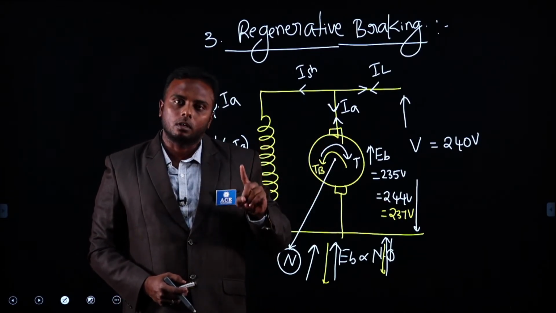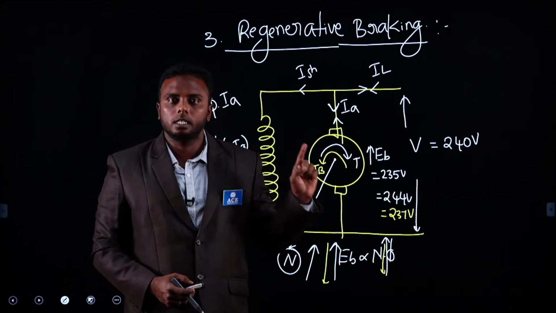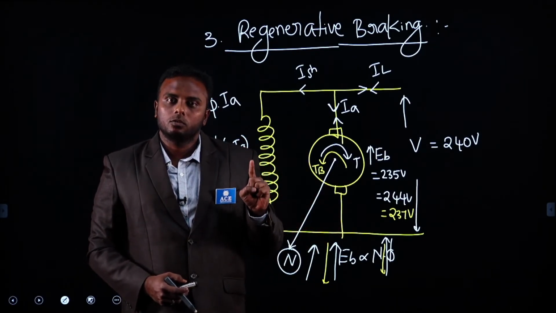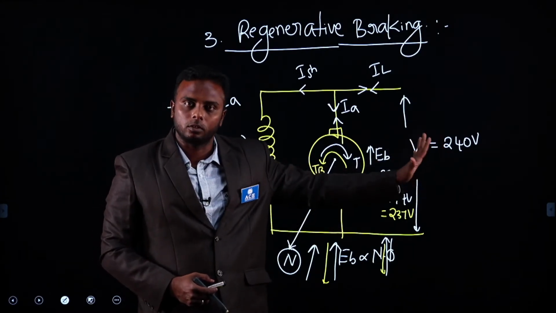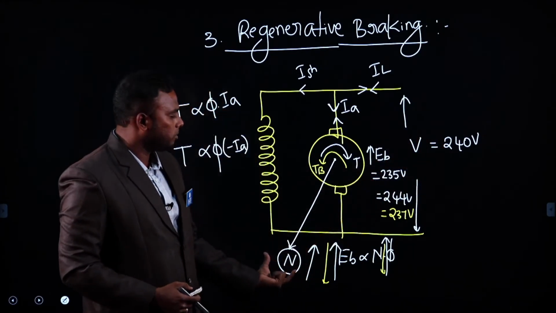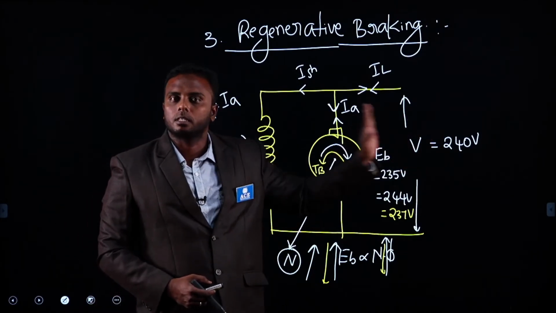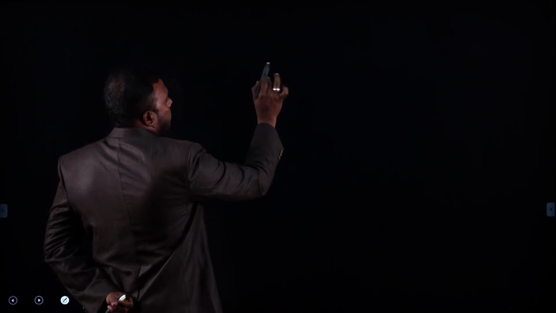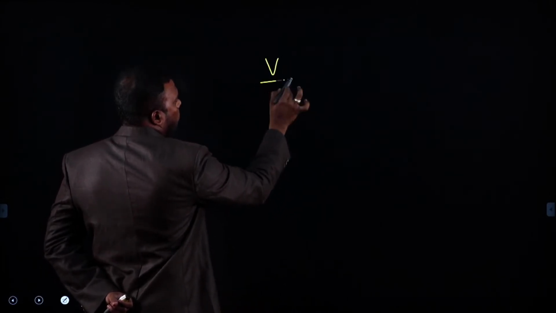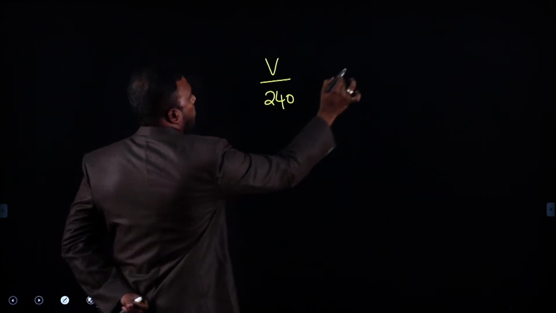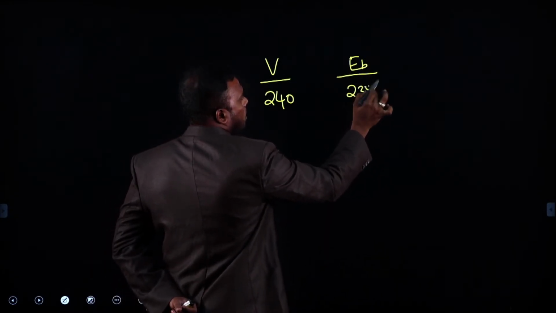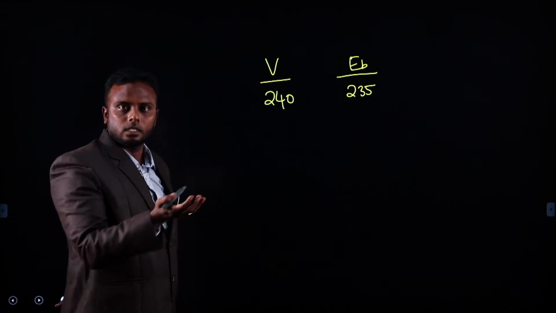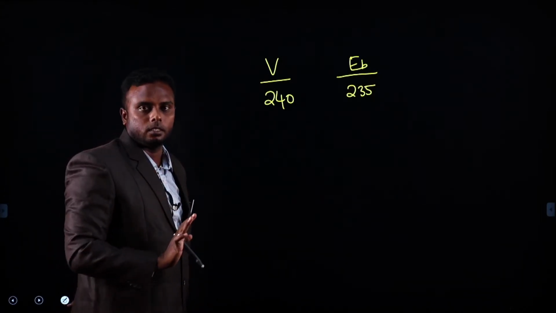But if you want to stop the same motor using regenerative braking, we need to change the supply voltage here, without interrupting the speeds and all. How? For example, I will show you here. Let the supply voltage be 240 volts and the back EMF under running condition 235. Then what is the current direction? Supply to armature, the normal motoring operation.